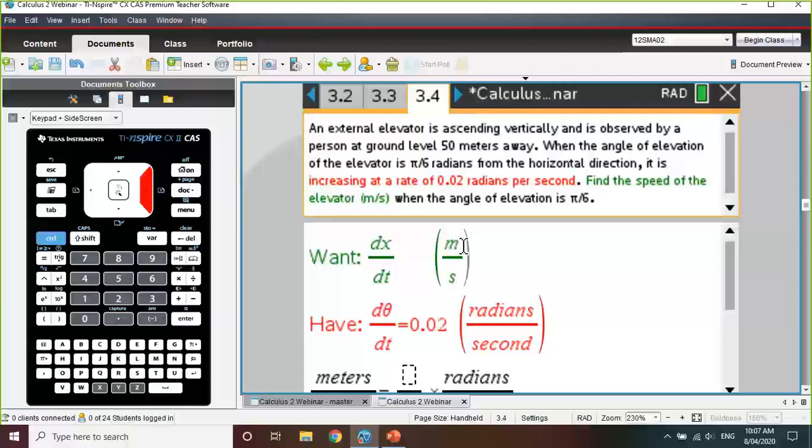What are we given in the question? What information are we given? Well, the rate we're given, and that's what we should be looking for. We're given the rate of 0.02 radians per second. So it's dθ/dt, which is radians per second in terms of units.